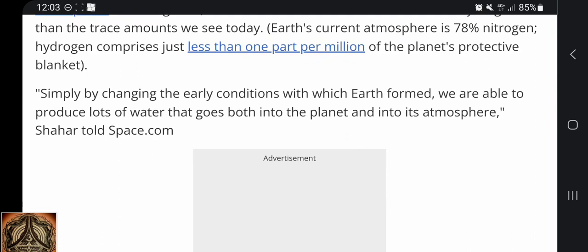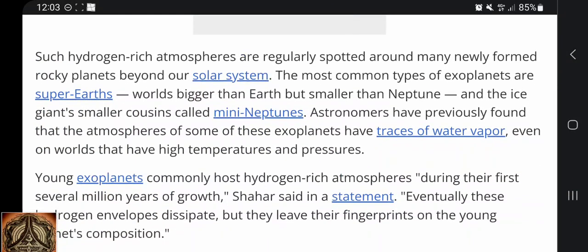Simply by changing the early conditions with which Earth formed, we are able to produce lots of water that goes both into the planet and into its atmosphere, Shahar told Space.com. Such hydrogen-rich atmospheres are regularly spotted around many newly formed rocky planets beyond our solar system.